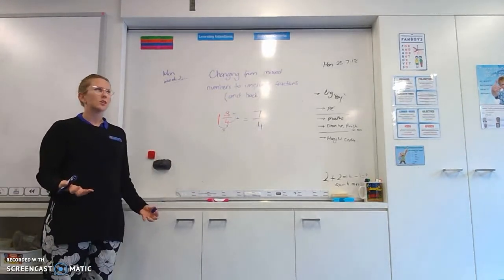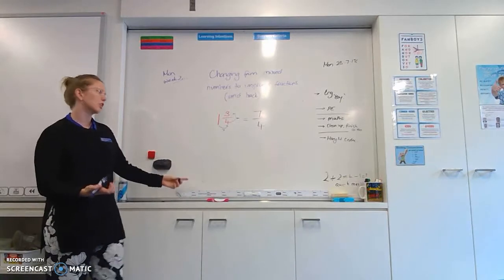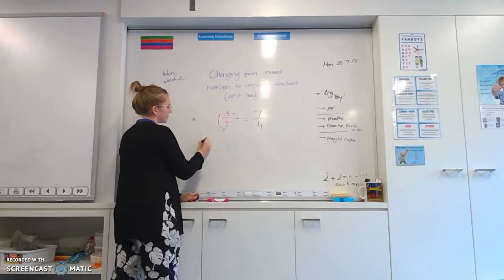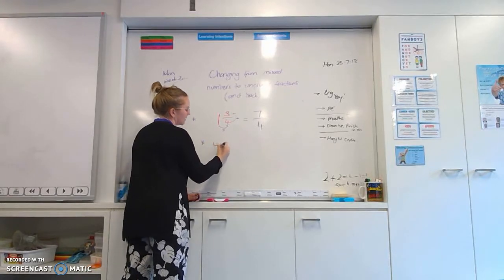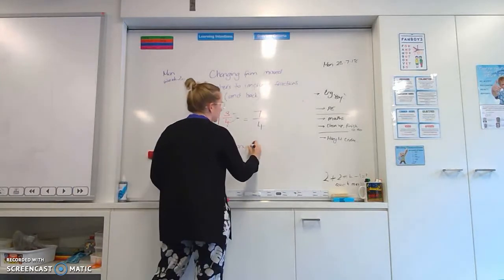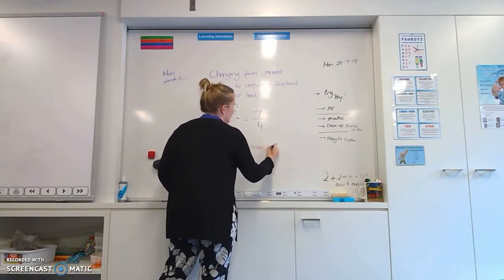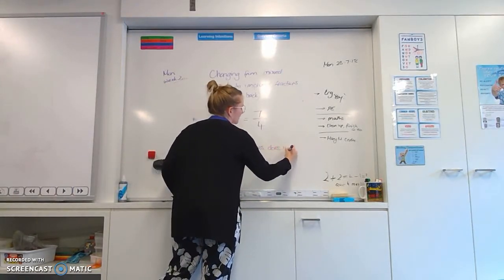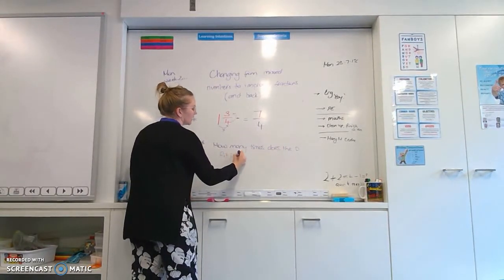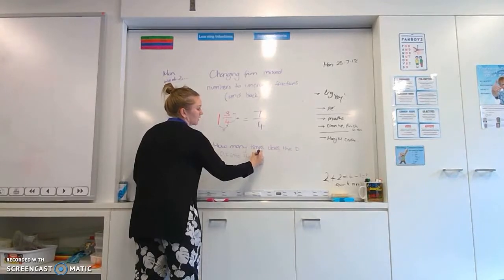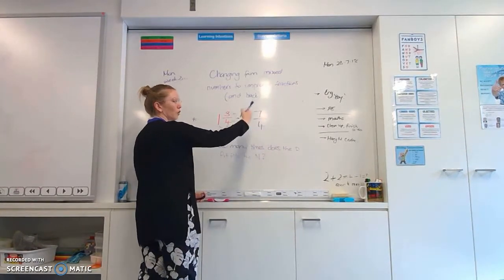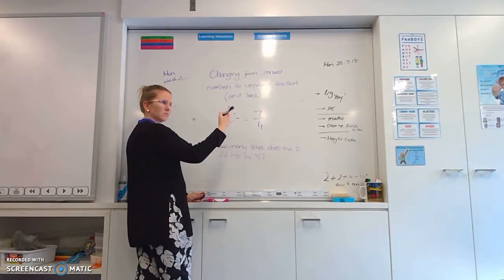Now, you can see in this example how to go back the other way. You ask yourself, how many times does the denominator fit into the numerator? And in this case, how many times does 4 fit into 7? Once.